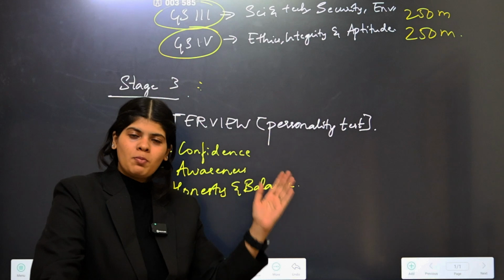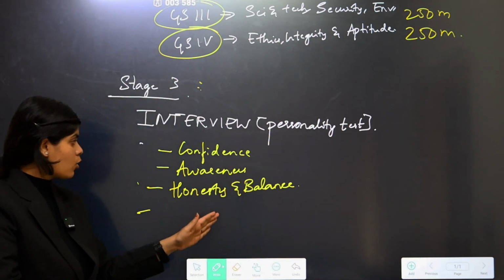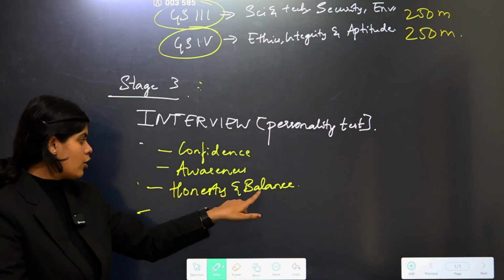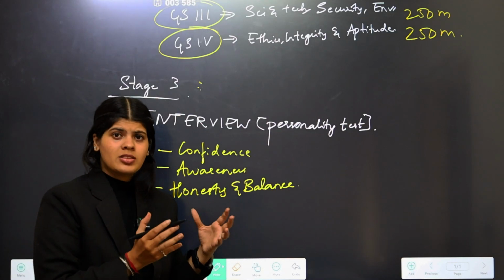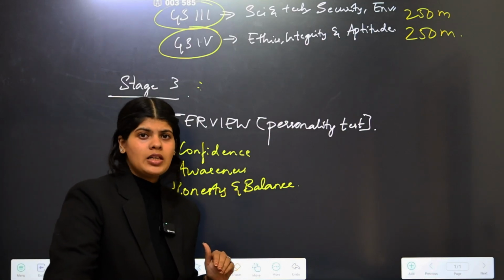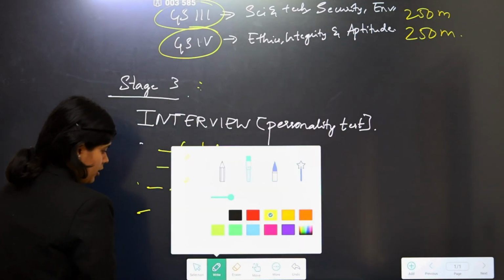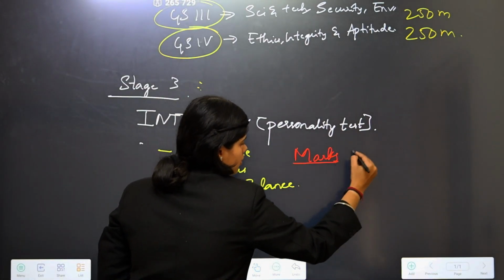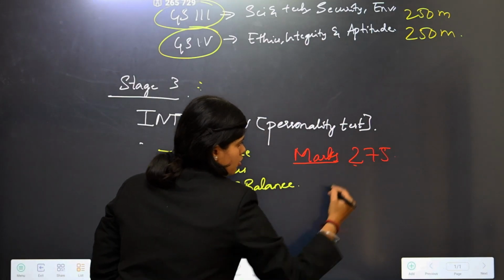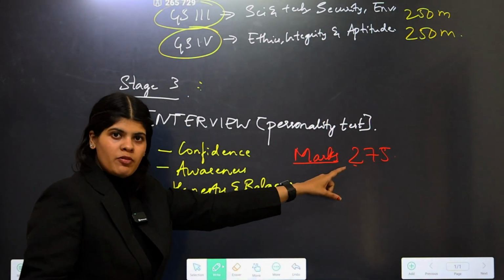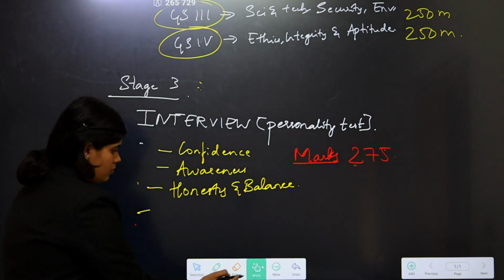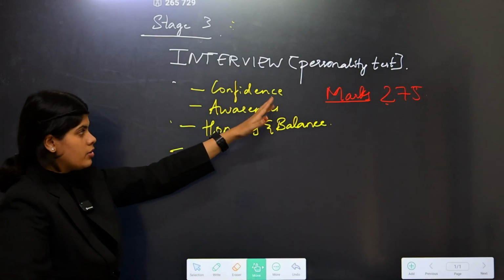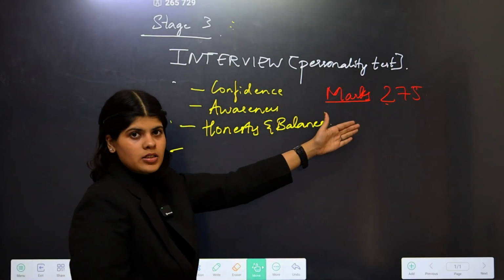You have already given your mains, you have shown your skills. Now they are going to have a communication with you regarding your confidence, regarding your awareness of current affairs, or awareness of particular subjects, and they are going to test your honesty and balance. Now what are the marks of the interview? 275 marks. So your interview is going to be for 275 marks. I hope this is clear. Stage 3 interview, they are going to test these things and your marks is going to be 275.